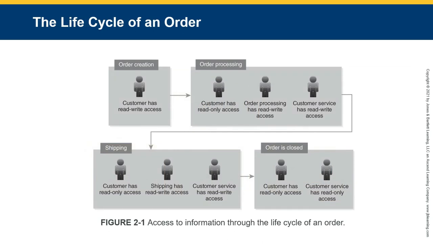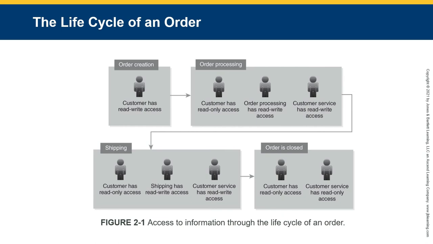So the life cycle of an order. In order creation, the customer has read-write access to generate what they want. After they place the order, the customer has only read access. Order processing has read-write. And customer service will have read-write in case they have to make any changes to it.